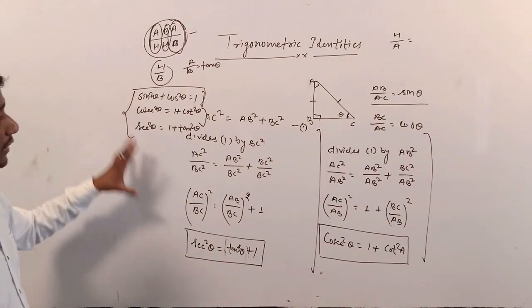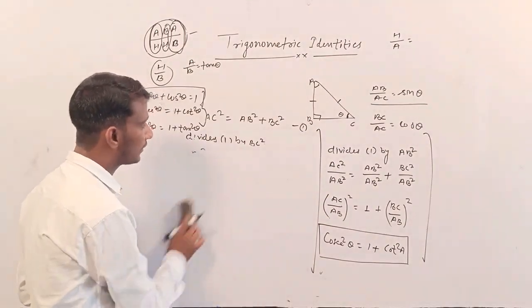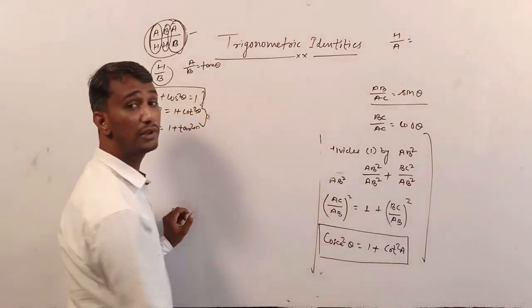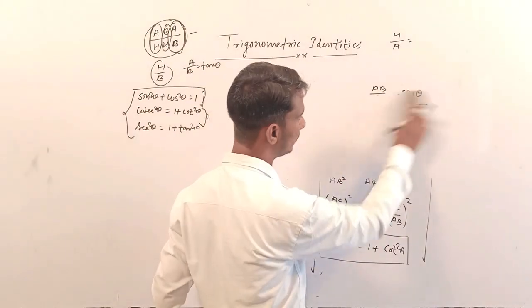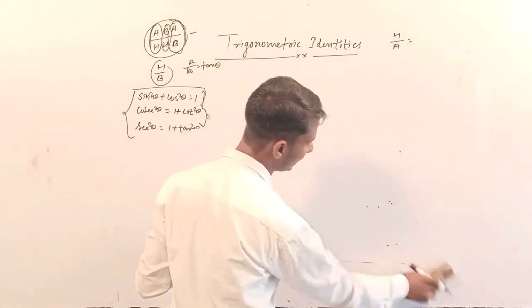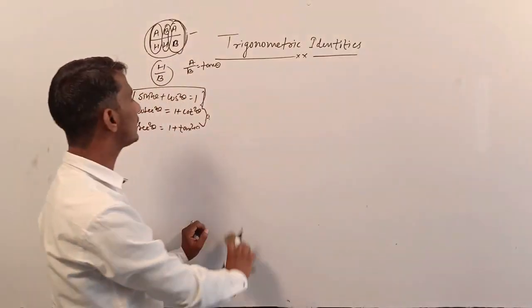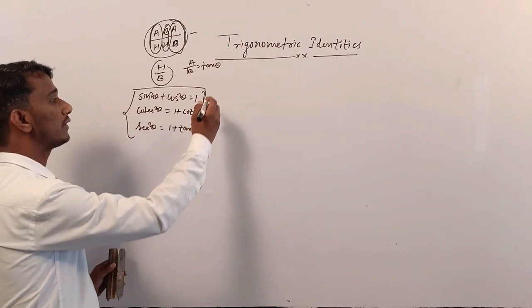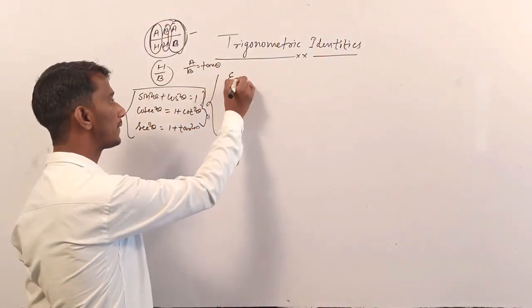Now the next topic is how to express the other trigonometric ratios in terms of sin, cosec, tan, cot, sec. One by one, I am telling you how to express a trigonometric ratio in terms of the other trigonometric ratios. I am taking an example.